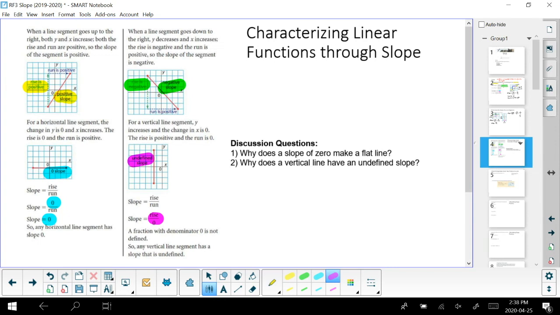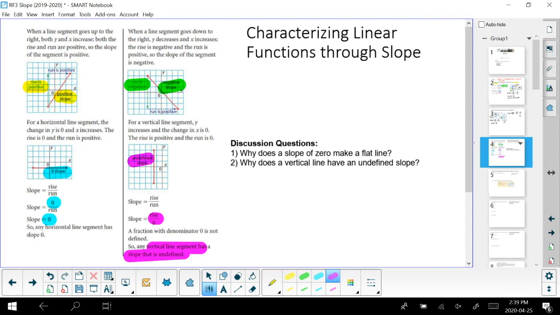The part that becomes undefined is because regardless of what rise we have, we could have a rise of 4, we could have a rise of -10, any number divided by a run of 0, so anything divided by 0, will always be undefined. So any vertical line segment has a slope that's undefined.